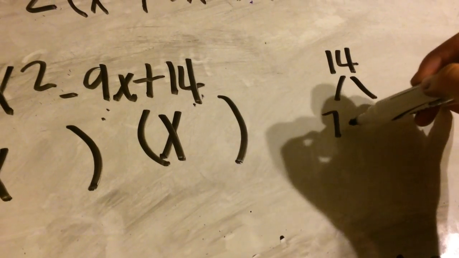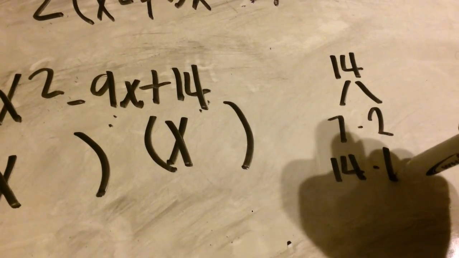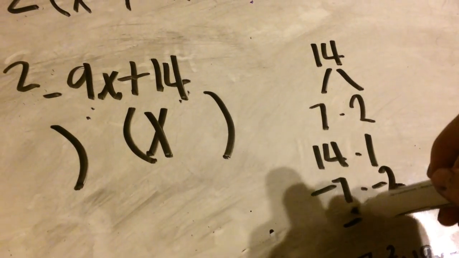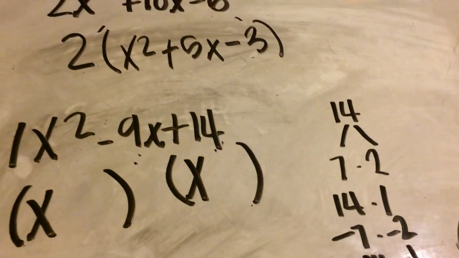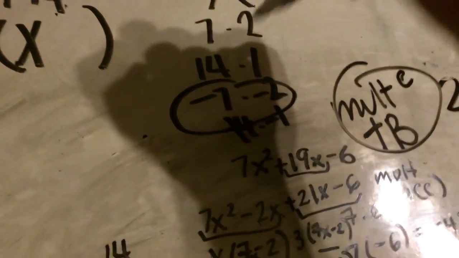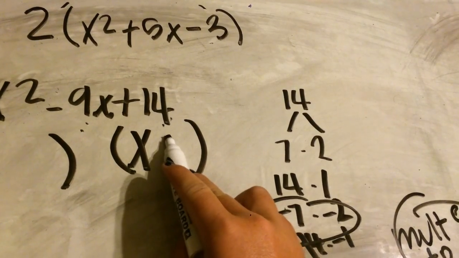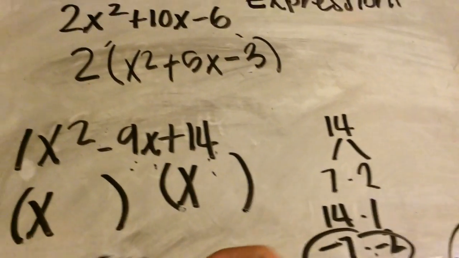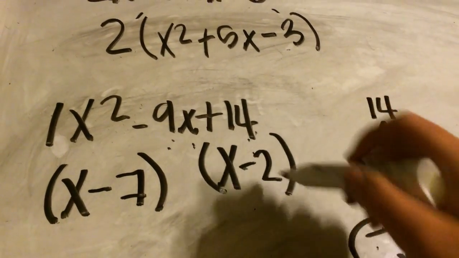So we're trying to find the factors of 14. We have 7 and 2. We have 14 and 1. We could also do negative 7 and negative 2, and negative 14 and negative 1. We can see here that negative 7 and negative 2 are going to be the case, because negative 7 times negative 2 is a positive 14, and negative 7 plus negative 2 is negative 9. So we're going to do x minus 7 and x minus 2.